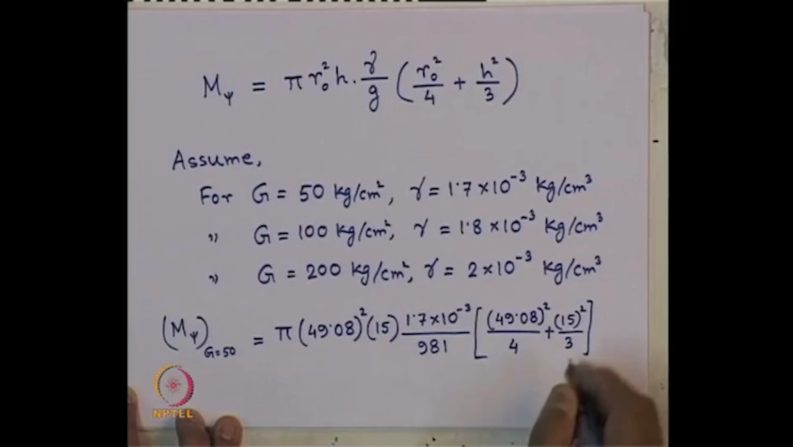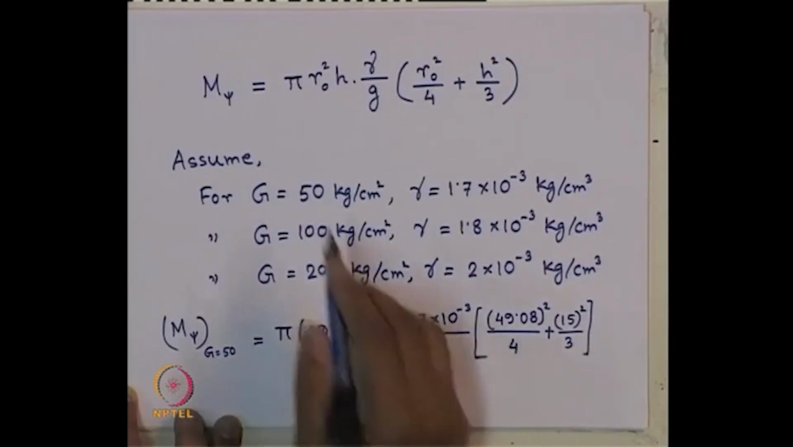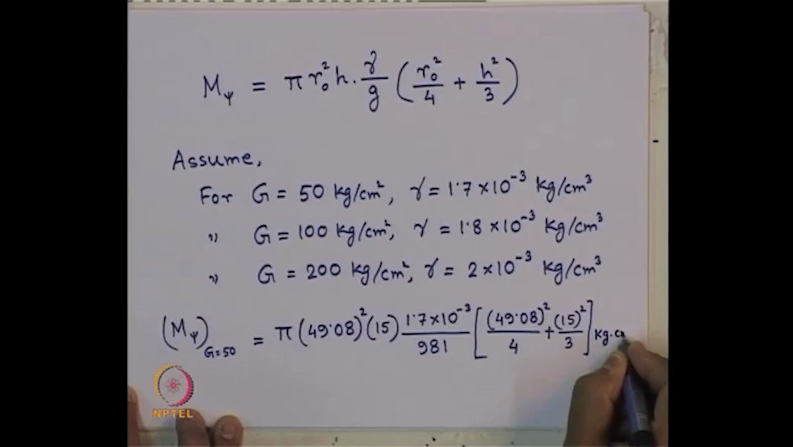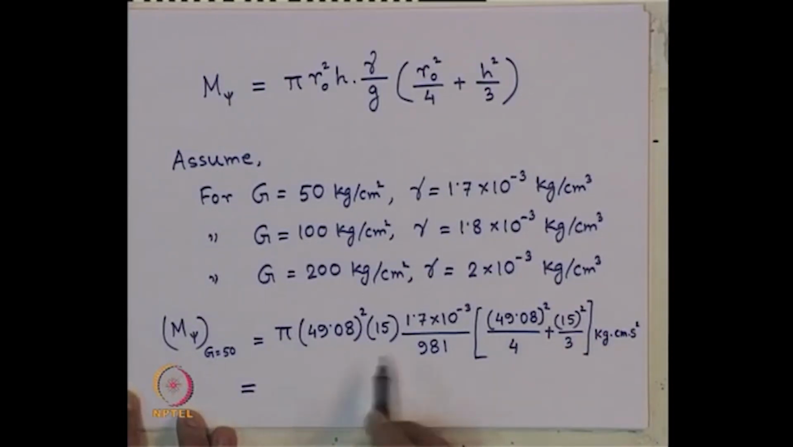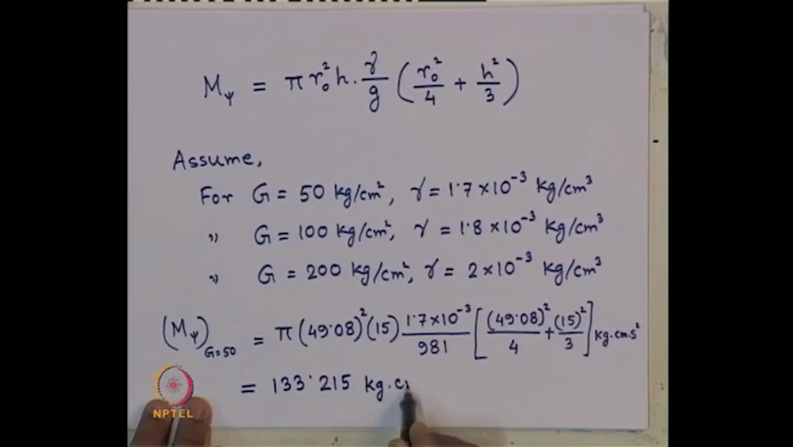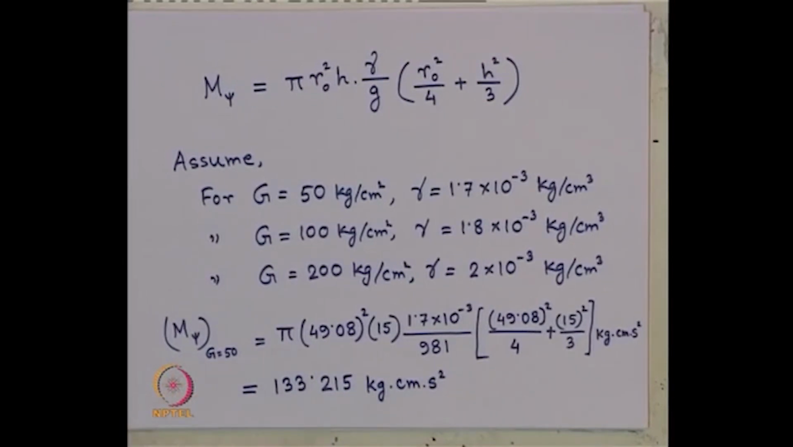Okay. And what is the unit? If you put all the units, it will give us kg centimeter second square. Now, let us calculate this expression and see how much we are getting. 133.215 kg centimeter second square. So, that is for first type of soil.